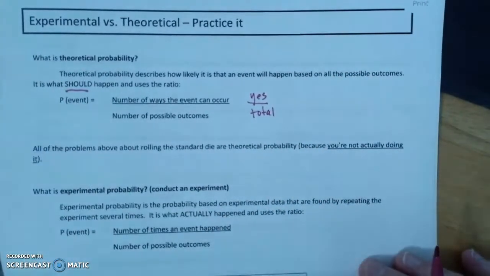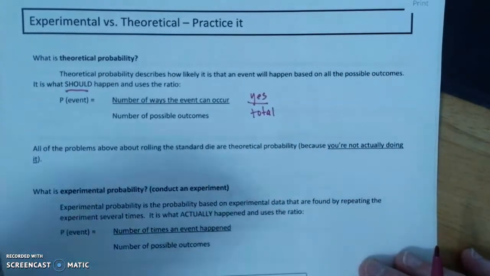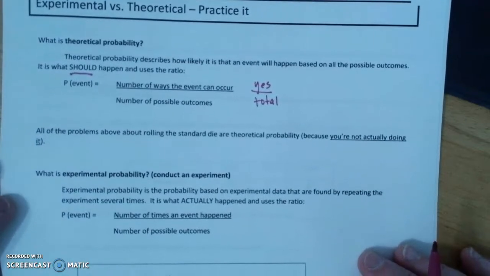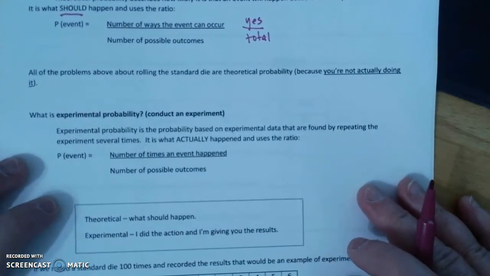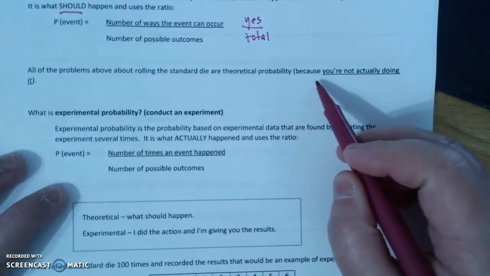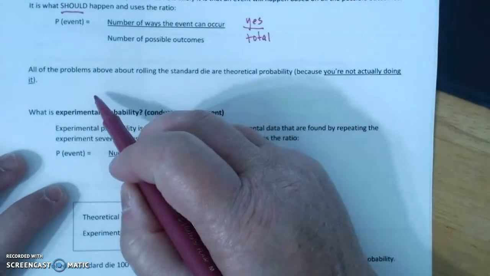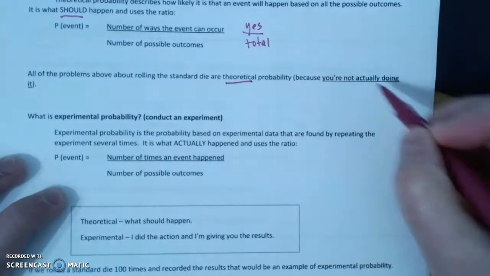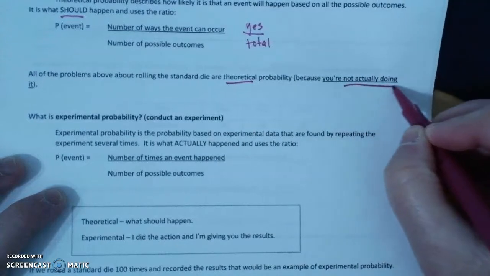So when you were doing your spinners and rolling the dice, you were actually doing theoretical probability. All of the problems above about rolling a standard die are theoretical probability because you're not actually doing it. So theoretical, not actually doing it. Okay?